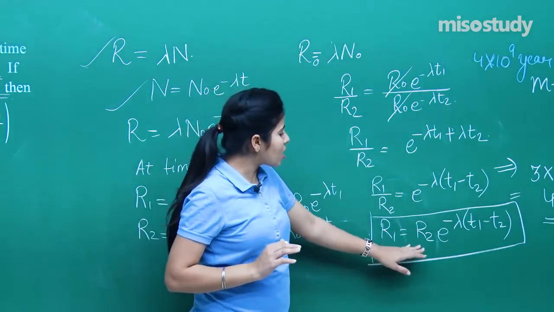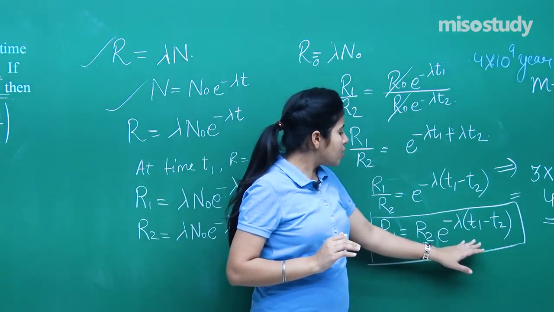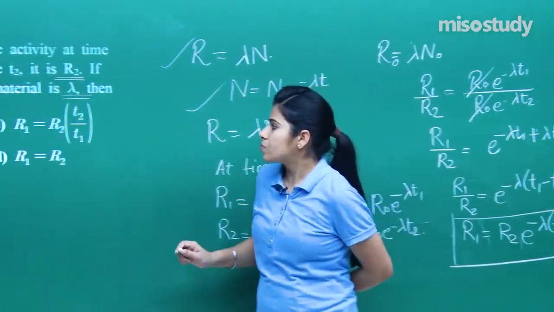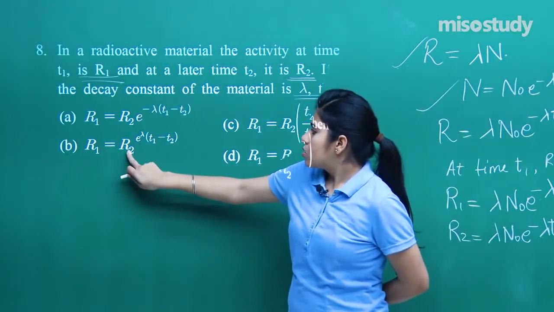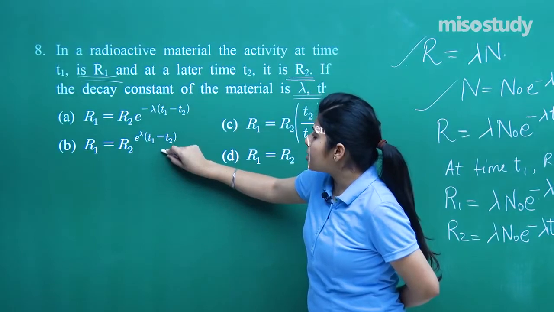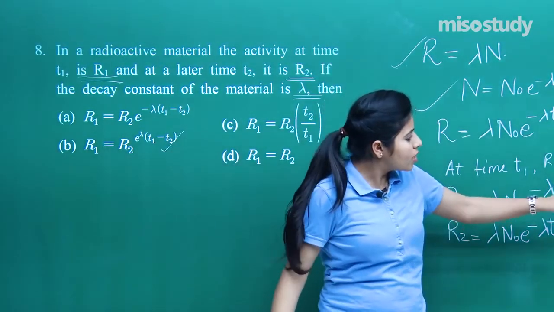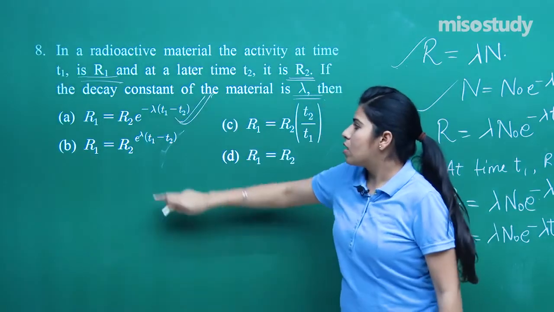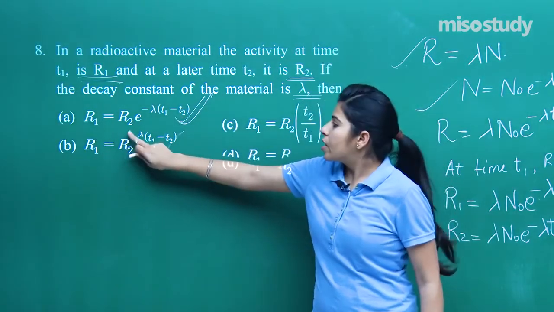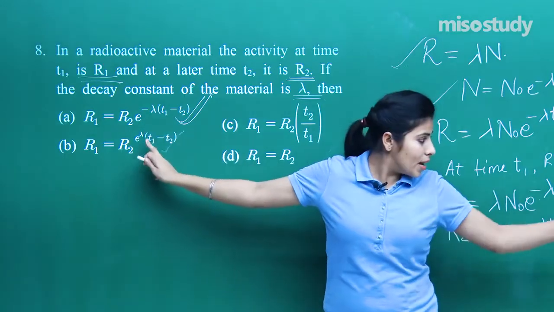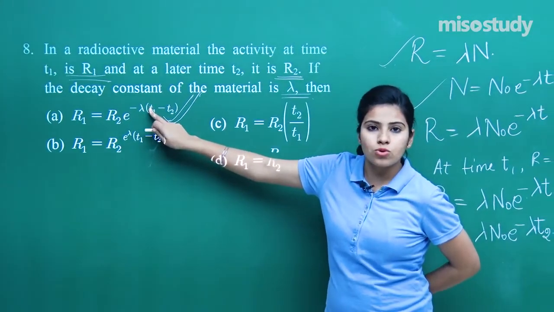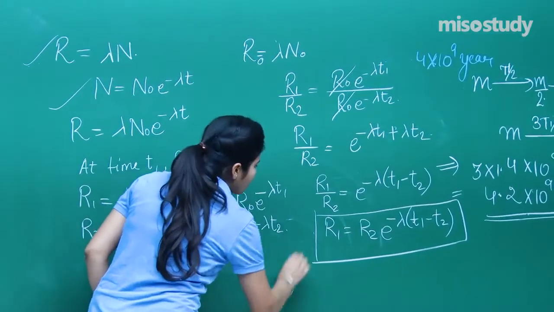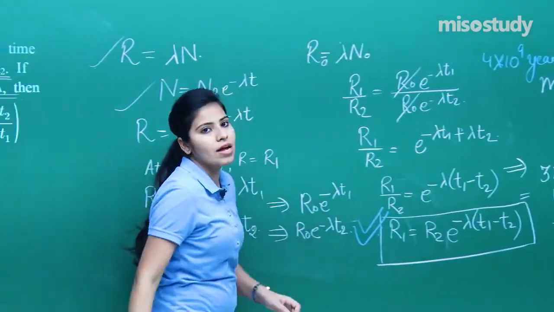I will again check R1 equals R2 into e raised to the power minus lambda (t1 minus t2). Yes, I can see this, and e raised to the power minus lambda is also there. So this must be the correct answer: R1 equals R2 into e raised to the power minus lambda into (t1 minus t2). You can verify from here, and you can also see what we have got here. This is the correct answer.